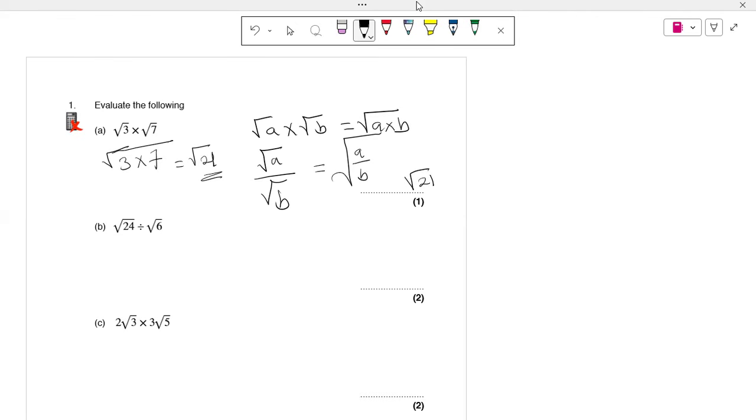So for this one, this is division. You have square root of 24 divided by square root of 6. That's going to give you the square root of 24 divided by 6. And 24 divided by 6 will give you the square root of 4, and that will give you 2. So that is the final answer for that question.